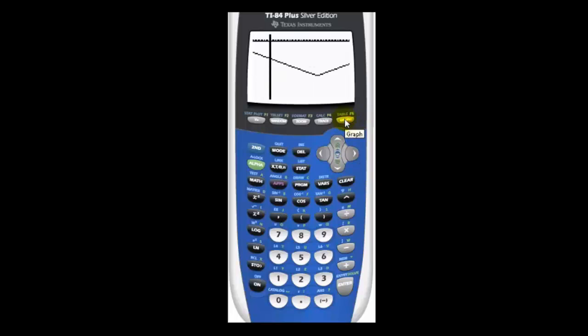And I hit graph. And now I finally see something. How come the y-axis is so thick? So that y-axis, right now, let me go back to my window for a second, actually has little dashes for every 1 unit. And the way that I know that is because of this y scale right here.